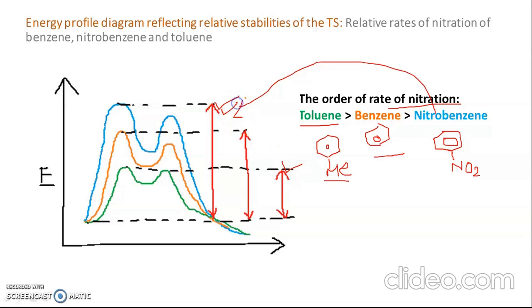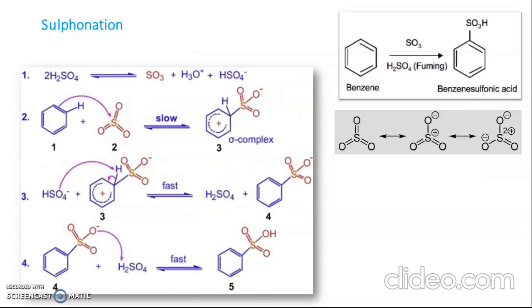between these two, right? So the rate of nitration will be maximum for toluene because the activation energy is minimum here, and the rate of reaction will be least in the case of nitrobenzene because of this high activation energy. And the condition of benzene is just in between these two extremes. Okay, so this is the relative rate of nitration of benzene, nitrobenzene and toluene. Okay, so that is all about nitration.